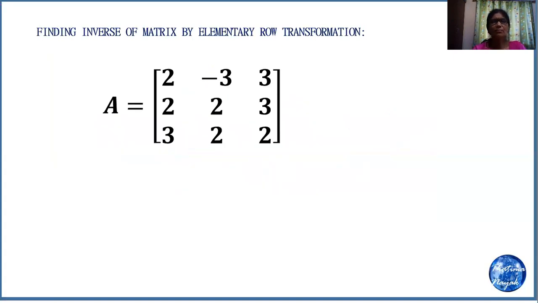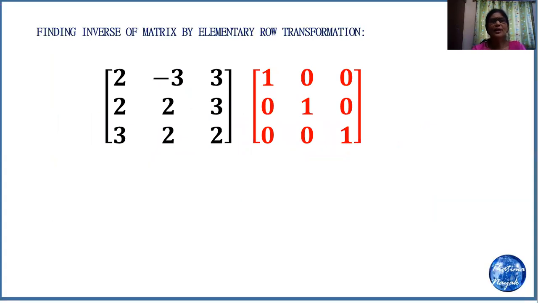Now this is a matrix: 2, minus 3, 3; 2, 2, 3; 3, minus 2, 2. Now I have to change it into the identity matrix. That means 2 will be changed to 1 and the next 2 in the column will be changed to 0, and so on. Whenever we change, we should keep in mind the identity matrix simultaneously.